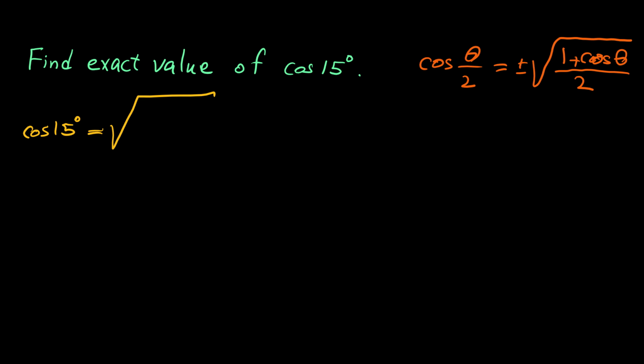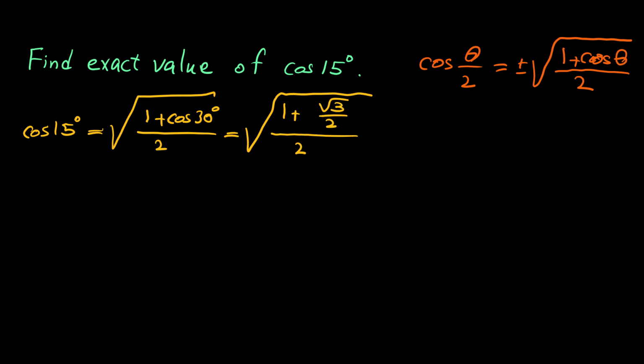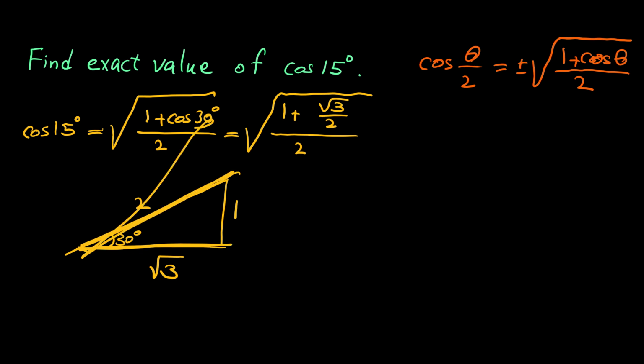Cosine of 15 degrees is radical (1 plus cosine of double of the 15, 15 doubled is 30) all over 2. We know from special triangles that cosine of 30 degrees is radical 3 over 2. Let me remind you, if this is 30 degrees, opposite is 1, adjacent is radical 3, hypotenuse is 2. Cosine is adjacent over hypotenuse, so cosine of 30 is radical 3 divided by 2.